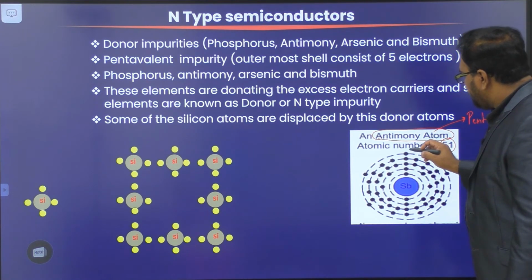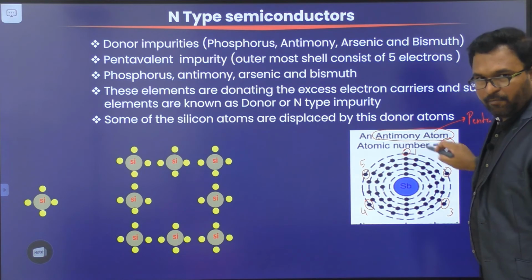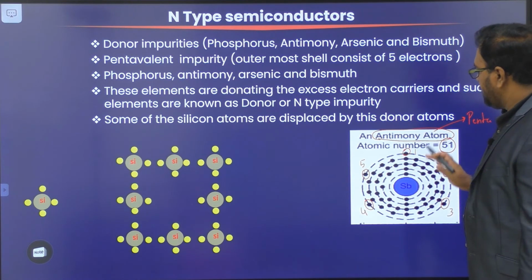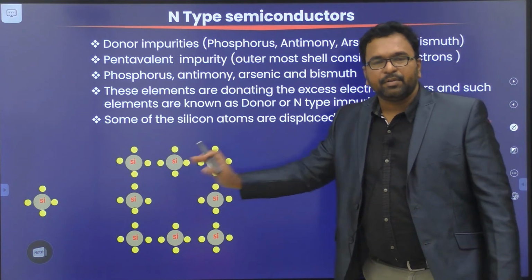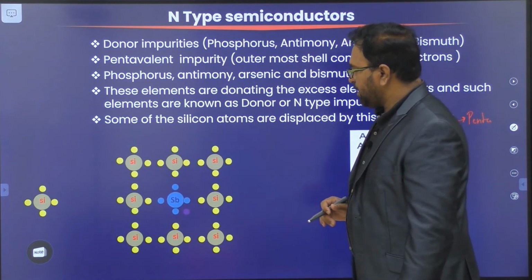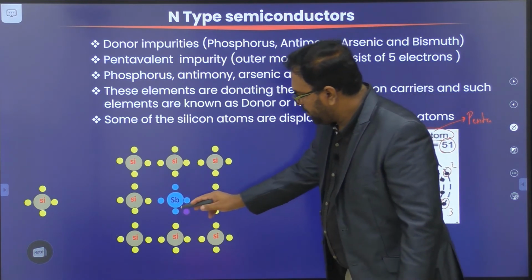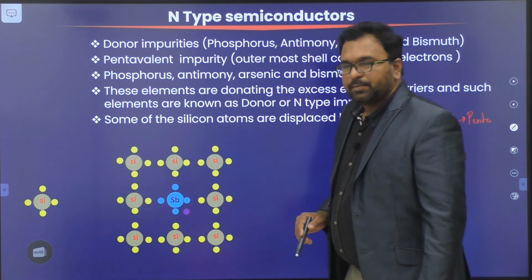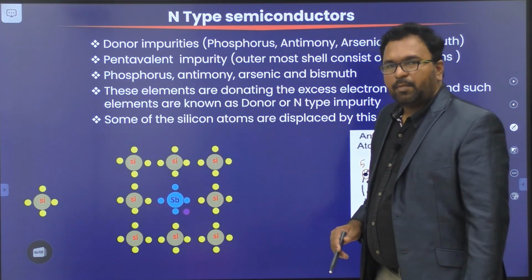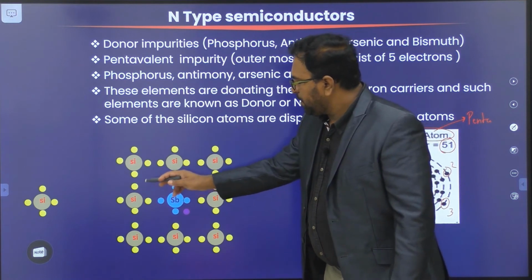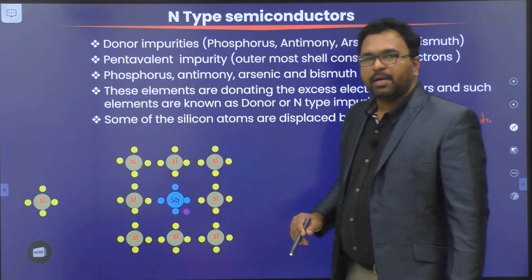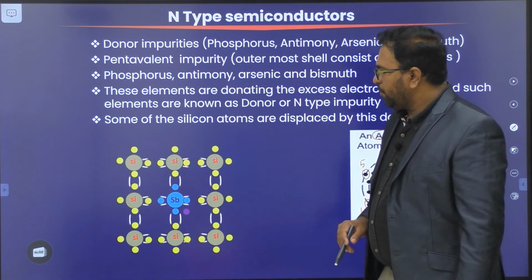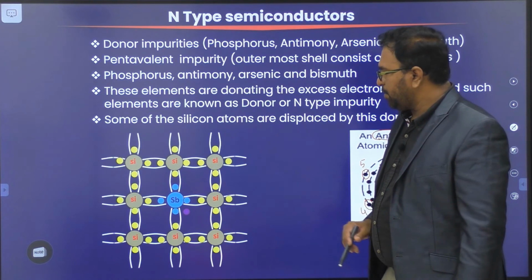So, how many electrons are there in the outermost orbit? It contains 5 electrons in its outermost orbit. So, I am going to add it as an impurity to the silicon crystalline structure like this. See here, if you observe, there are 5 electrons present in the outermost shell. How are the covalent bonds going to be formed? The silicon atoms form covalent bonds with the neighboring atoms, and 4 electrons form the covalent bonds here like this.